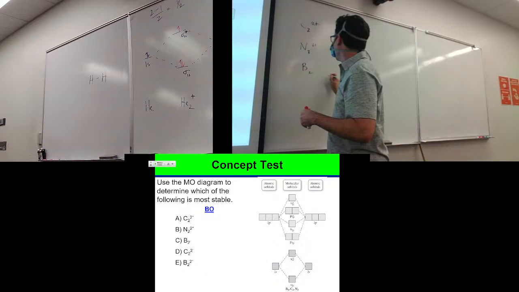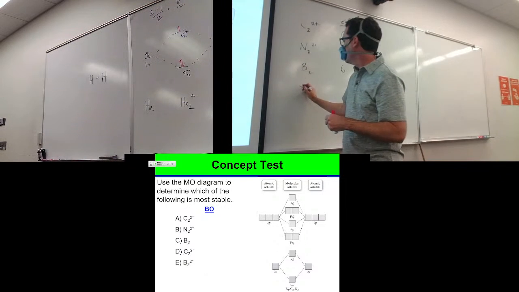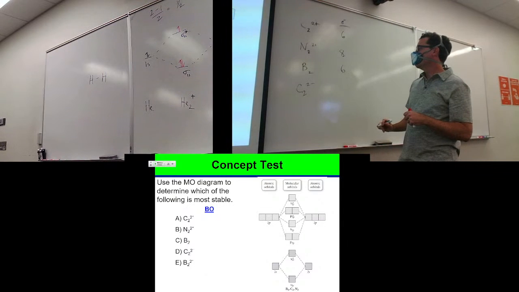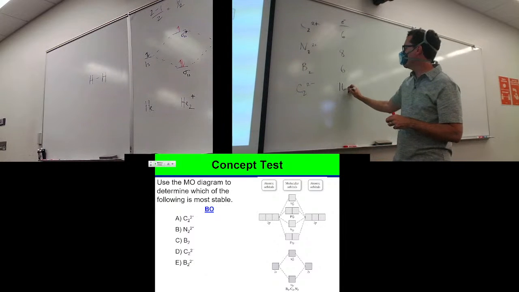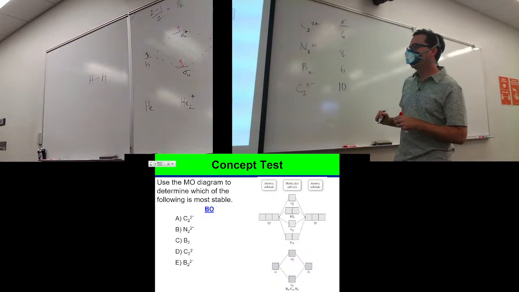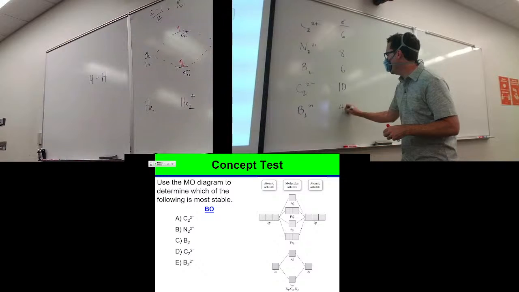B2? 6, yep. C2 2-? That's 10 electrons, yeah. 4 each, plus an extra 2 from the -2 charge. And then last, B2 2+? There's 4. Okay.